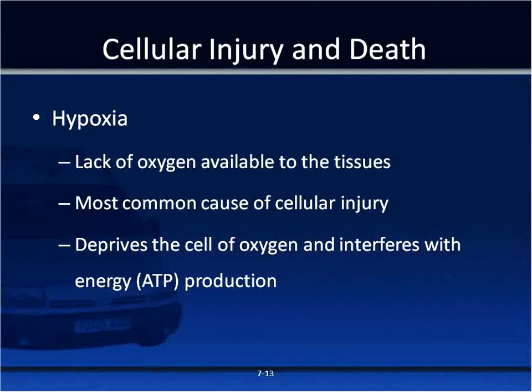Hypoxia deprives the cell of oxygen and interferes with energy, ATP production. It may result from decreased amounts of oxygen in the air, loss of hemoglobin or hemoglobin function, decreased production of red blood cells, poisoning of substances within the cells, or disease of the respiratory or cardiovascular system.